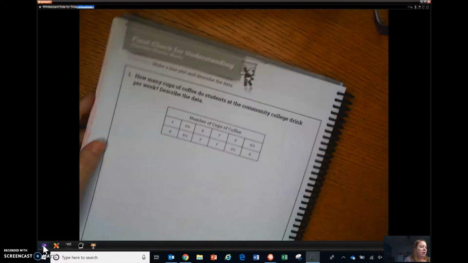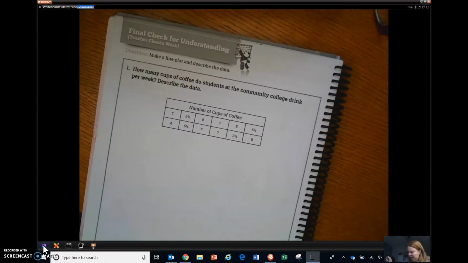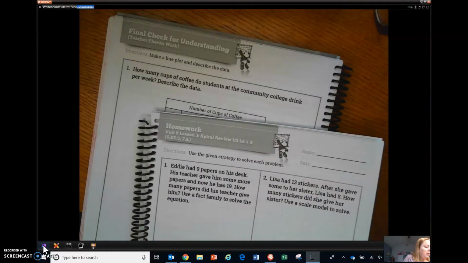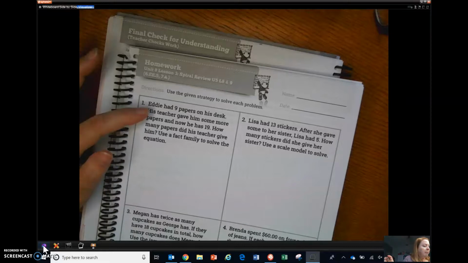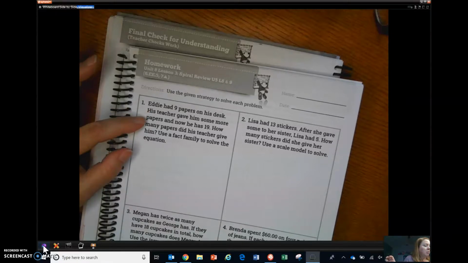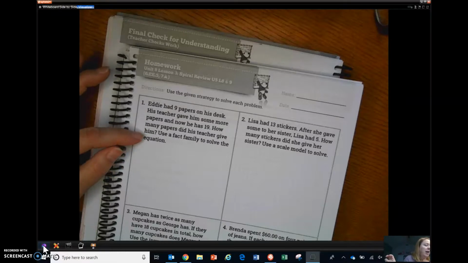All right, now you're going to do your final check for understanding. And you'll also have homework. The homework is a spiral review. Eddie had 9 papers on his desk. His teacher gave him some more papers and now he has 19. How many papers did his teacher give him? Use a fact family to solve the equation.